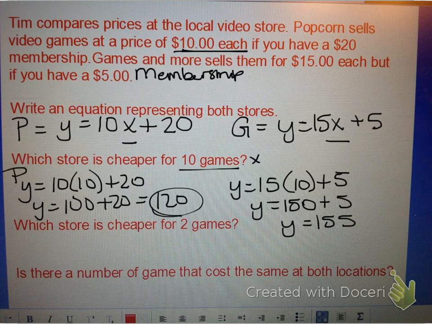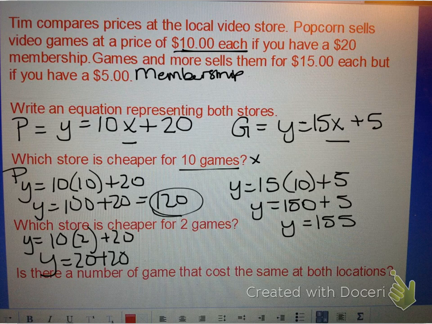Okay. So it says which one is cheaper for 2 games? Alright, so for 2 games, we're going to do the same thing. And we're going to say y equals 10 times 2 plus 20. And y equals 20 plus 20, which is 40.